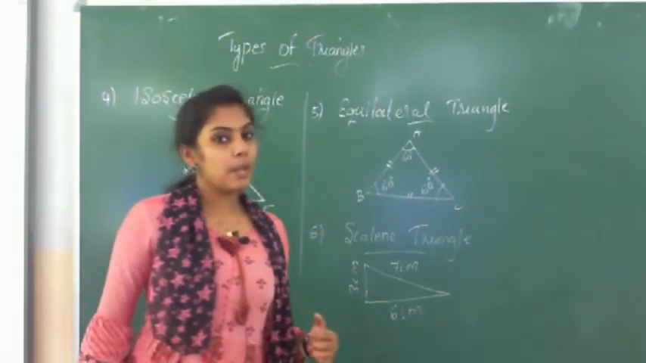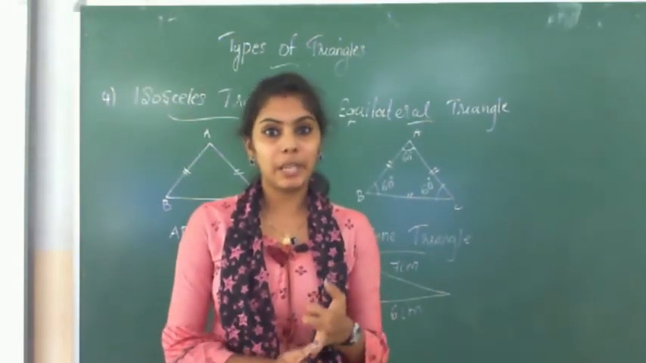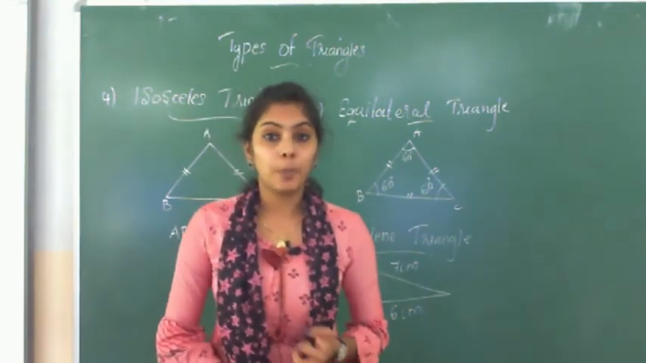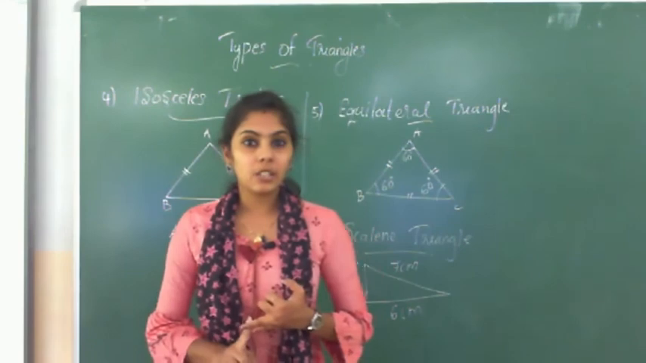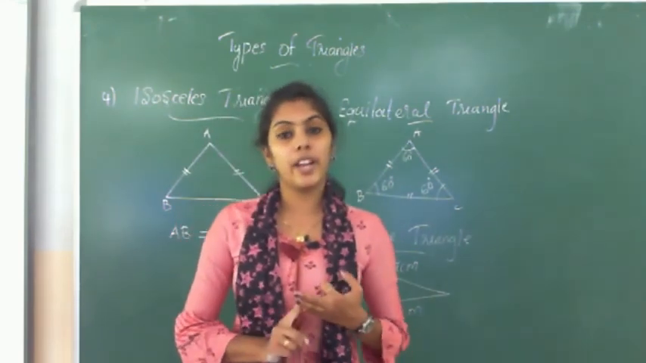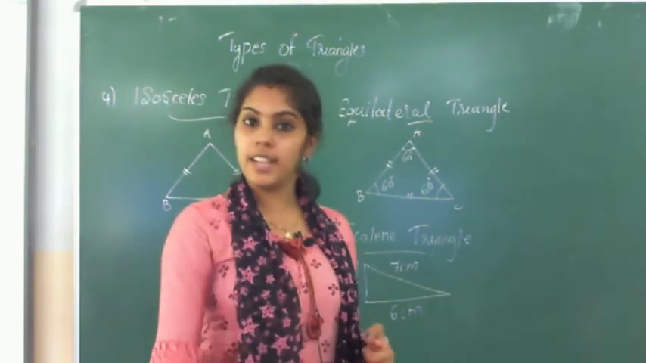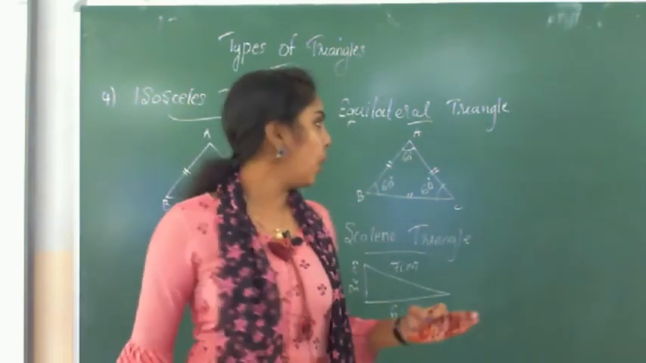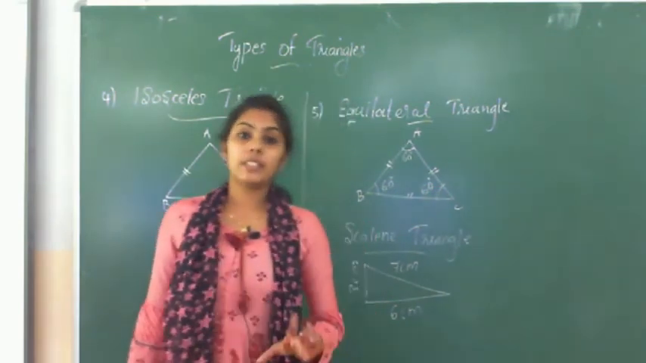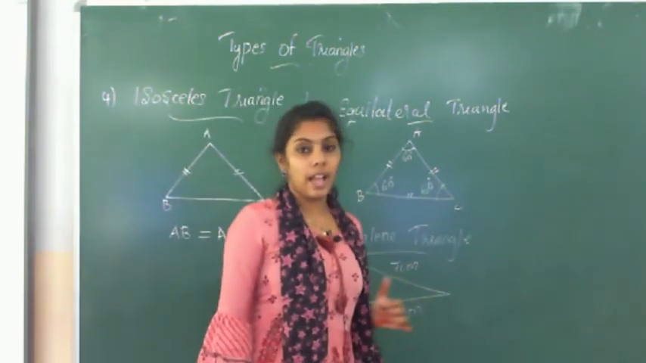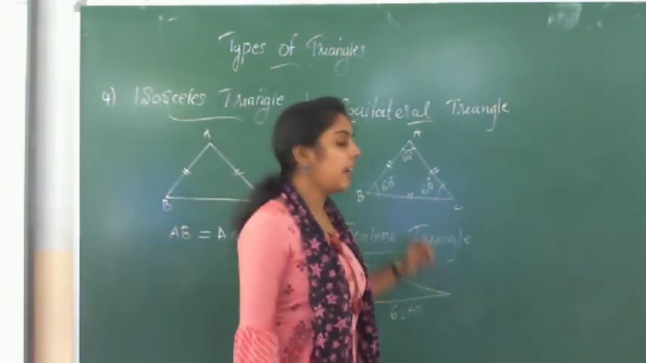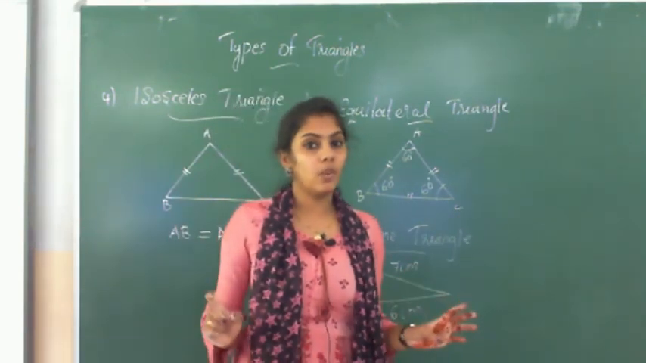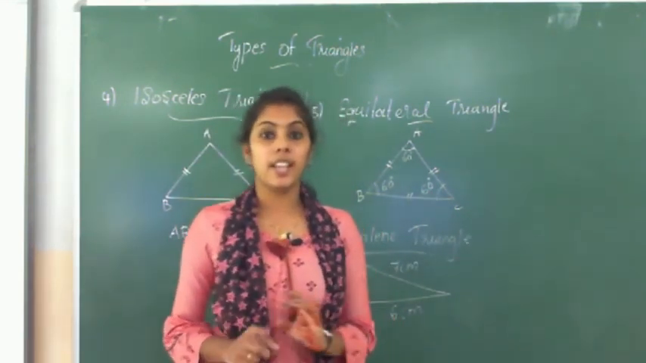Okay, so we discussed the first one. Acute angle triangle means all the angles should be acute. Okay, then obtuse angle triangle means one angle should be obtuse. Right angle triangle, one angle should be right angle, that is 90 degree. Next, isosceles triangle, two sides should be equal. Equilateral triangle, all the three sides should be equal and all the three angles should be equal, each angle equal to 60 degree. Scalene triangle means three sides should be different. Okay, so types of triangles completed.